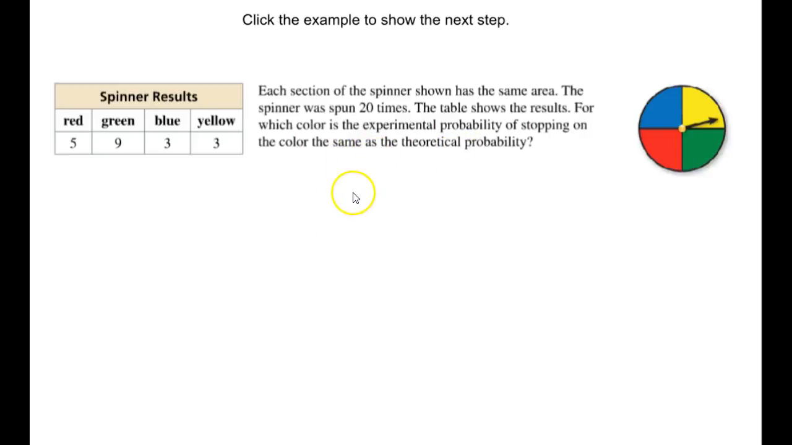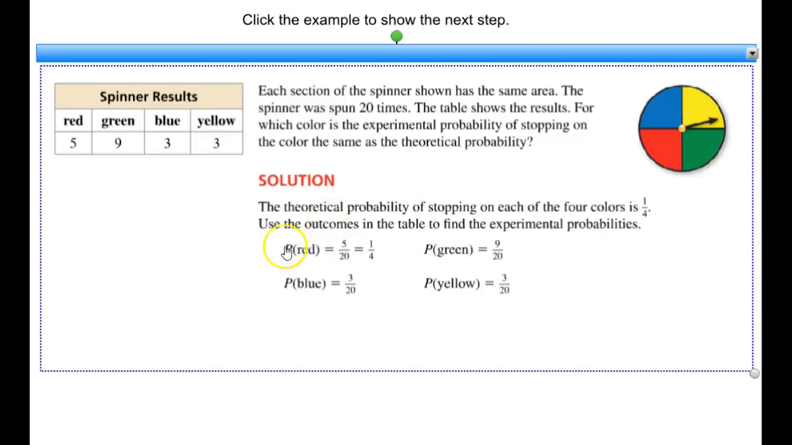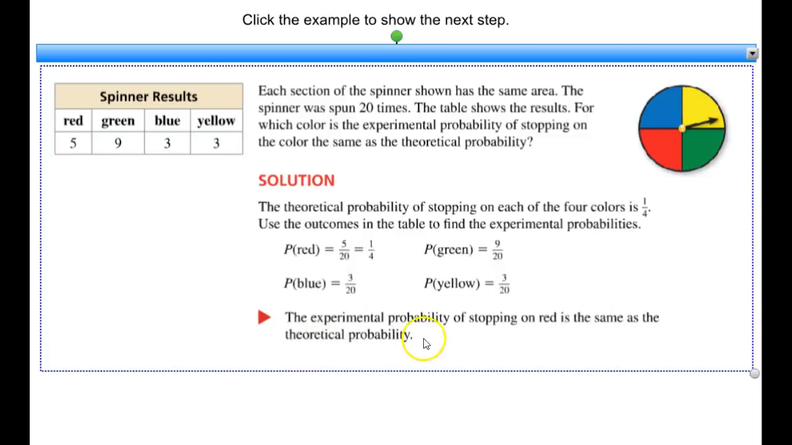First I have to figure out the theoretical probability. The theoretical probability of stopping on each of the colors is 1/4, and I know that because they're all the same size, so they're all 1/4 of the big circle. Now I can use my outcomes to find my experimental probabilities. The experimental probability of red was 5 out of 20, blue was 3 out of 20, yellow was 3 out of 20, and green was 9 out of 20. When I simplify, I see that red was also 1/4. So the experimental probability of red was the same as my theoretical probability.